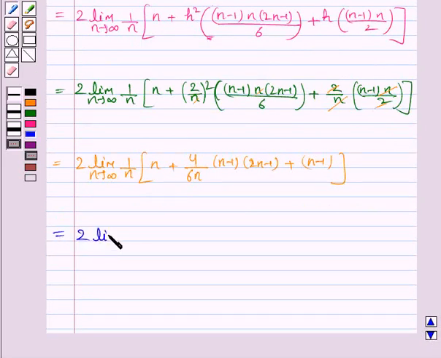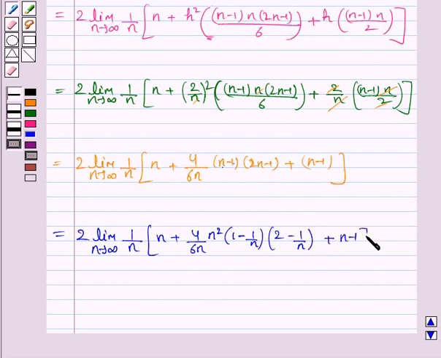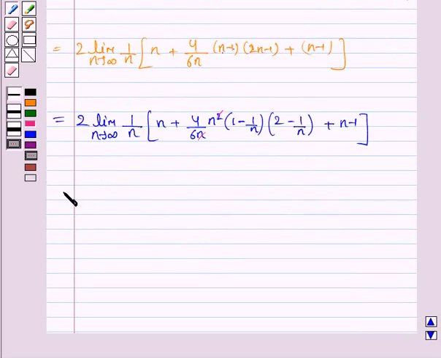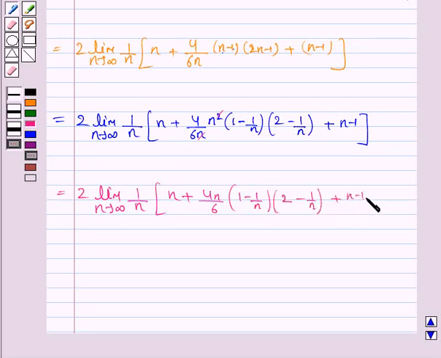Now again this is equal to 2 into limit n approaching infinity of 1 upon n into n plus 4 by 6n into, now we take n common from this term and we also take n common from this term, so we'll have n square into (1 minus 1 upon n). If we take n common from this, we'll have (1 minus 1 upon n). Similarly here we'll have (2 minus 1 upon n) plus n into (1 minus 1 upon n). Now one n gets cancelled here. We have 2 into limit n approaching infinity of 1 upon n into n plus 4n by 6 into (1 minus 1 upon n) into (2 minus 1 upon n) plus (n minus 1).